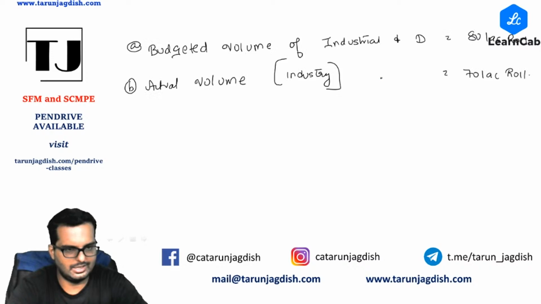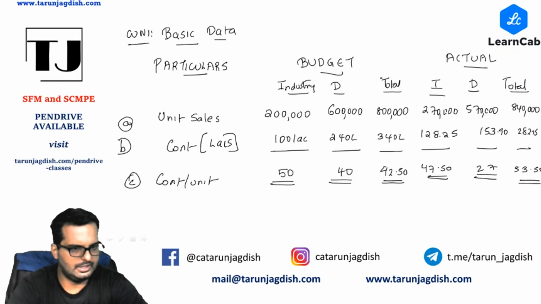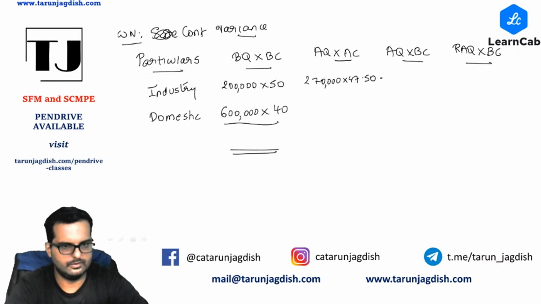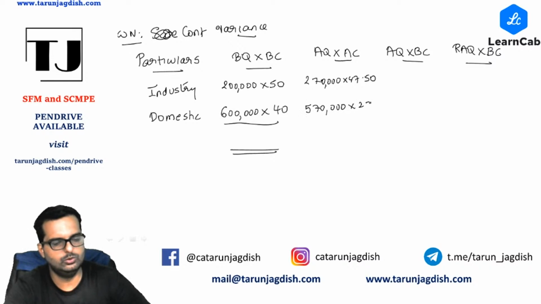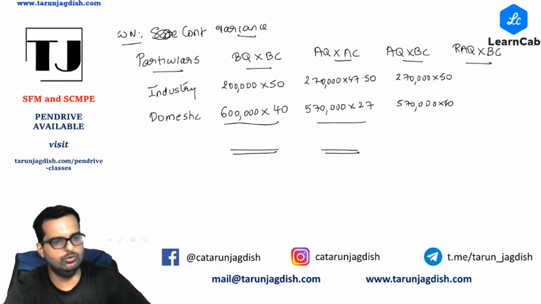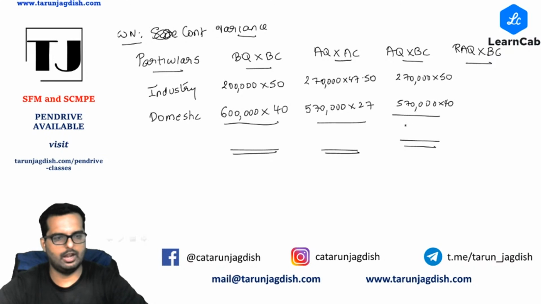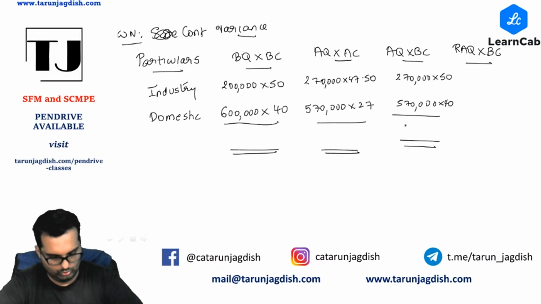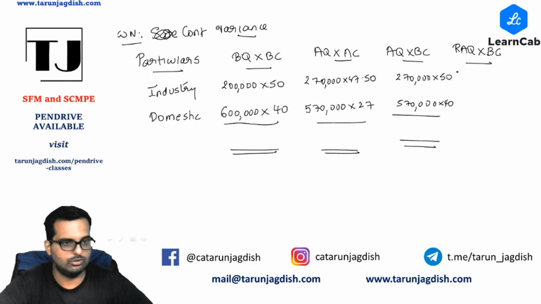Okay, and what about the second case? It's 5 lakh 70 into 27. Third one would be what now? 2 lakh 70 into 50. 5 lakh 70 into 40. And the last one would be RAQ, that is total actual quantity, 2 lakh 70 plus 5 lakh 70 in the standard mix. So divided by 8 into 2, I'll get the answer as 2 lakh 10,000 over here.